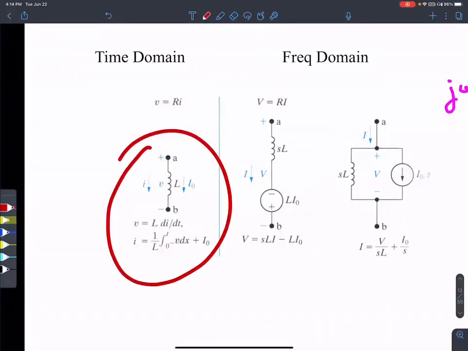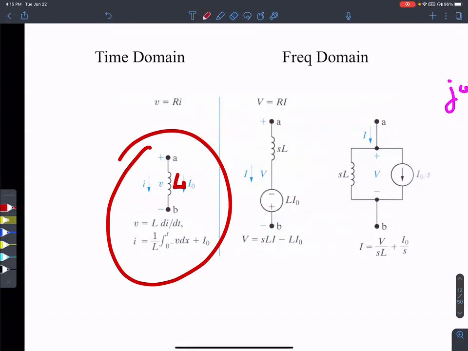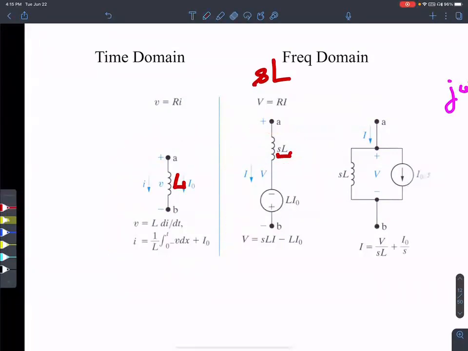Whereas the inductor, let's pay attention to the inductor. The inductor is just an inductor L in the time domain. In the frequency domain, earlier, if you remember, we just had j omega L, one inductor. It's pretty similar here. Instead of j omega L, I have sL. So that part is still the same. The only thing that has changed is this guy. There is an initial condition.